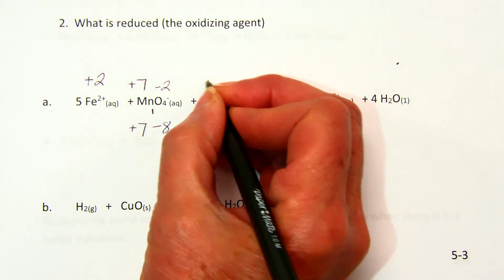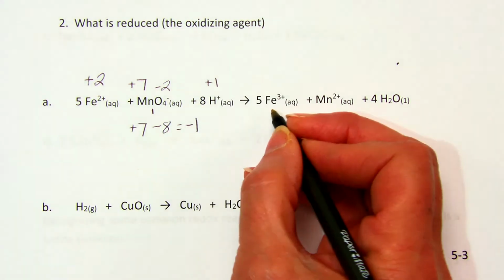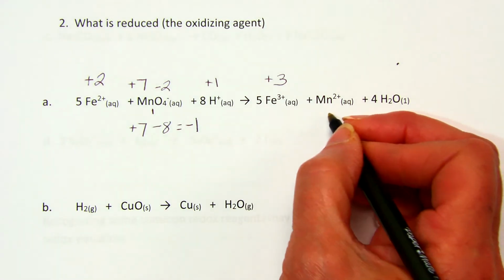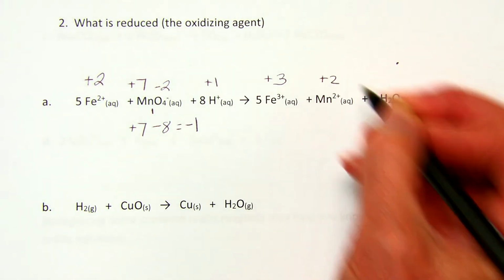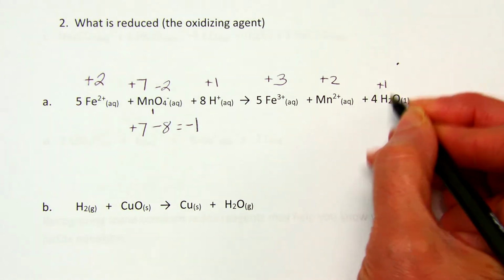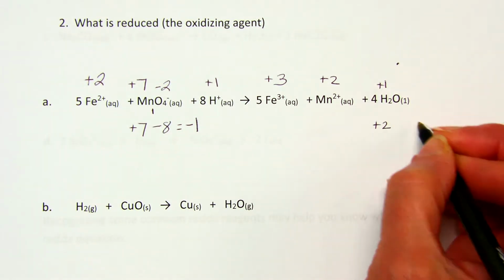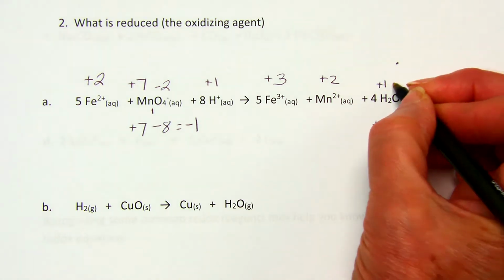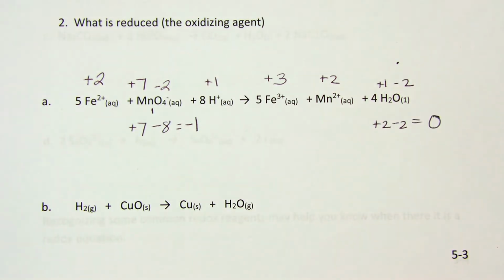Hydrogen ions, +1. Iron 3 plus, +3. Manganese 2 plus, +2. Water, hydrogen is a +1. 2 times a +1 is a +2. Has to add to 0. -2 divided by 1 is -2. So we assign oxidation numbers to everything in the equation.